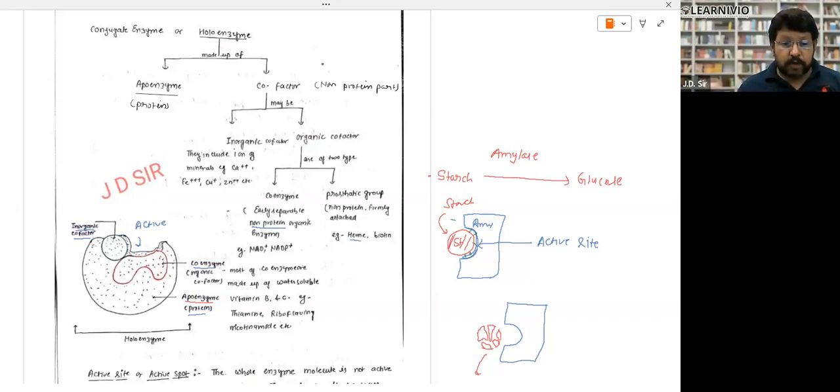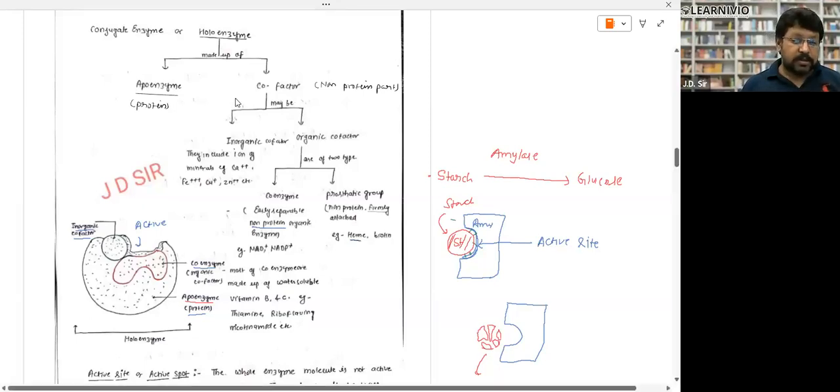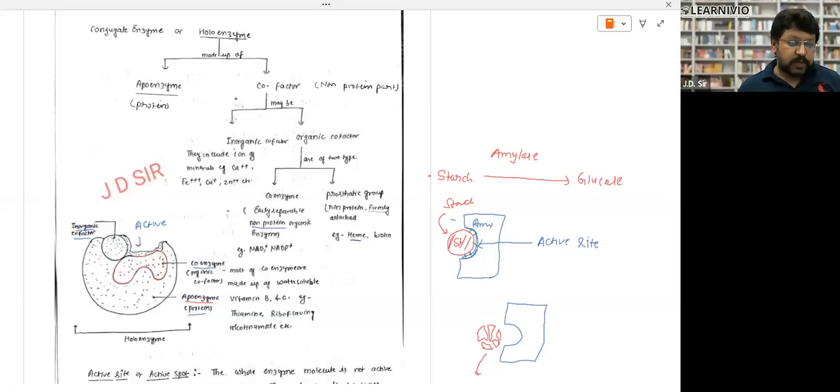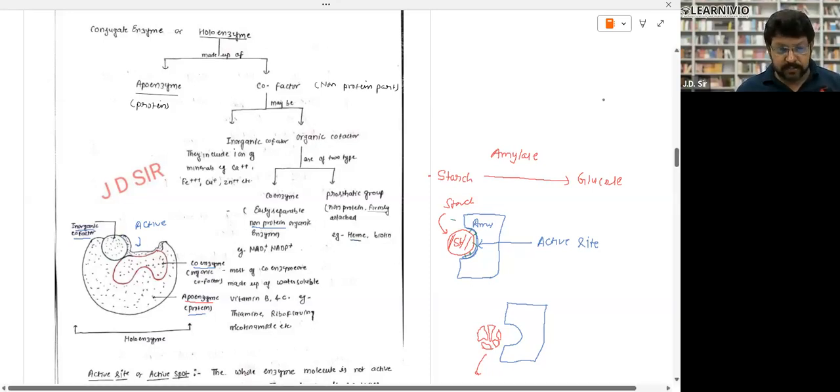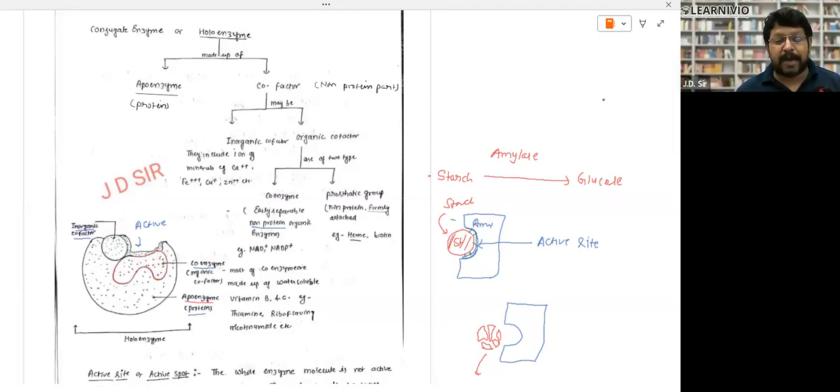Prosthetic groups are non-protein and remain firmly attached to the enzyme, like the heme group in hemoglobin. This is the diagram of an enzyme where you can see the inorganic cofactor, the coenzyme as organic cofactor, the apoenzyme, and this part is called the active site. What is the function of the active site? Look, for example, starch is digested with the help of amylase enzyme. Amylase converts starch into glucose. So this is the amylase enzyme and this is starch.